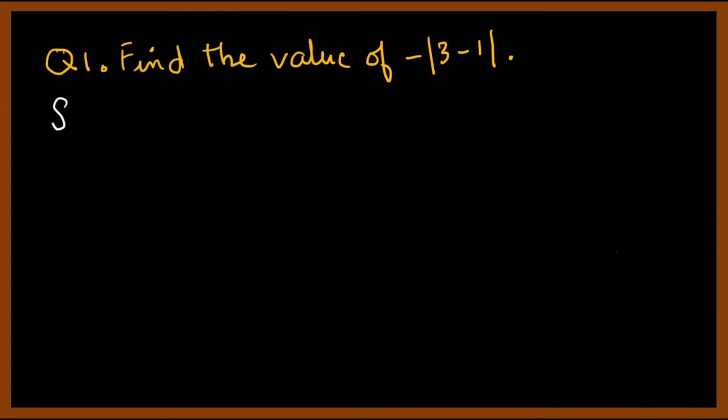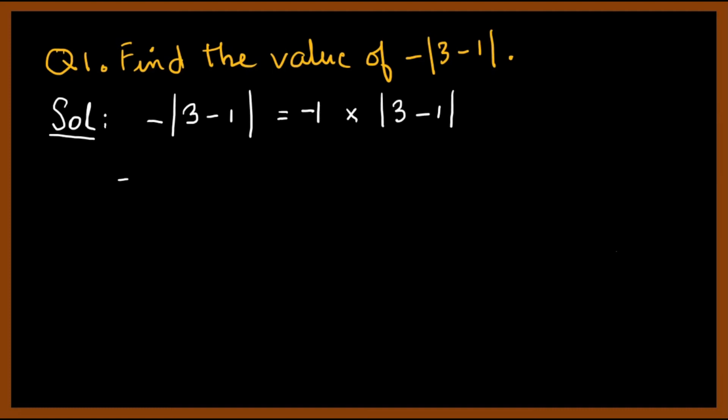Now we do some example problems. Find the value of negative of absolute value of 3 minus 1. Negative of absolute value of 3 minus 1 is the same as -1 multiplied with absolute value of 3 minus 1, which is -1 multiplied by absolute value of +2, equals -2. That's the solution.